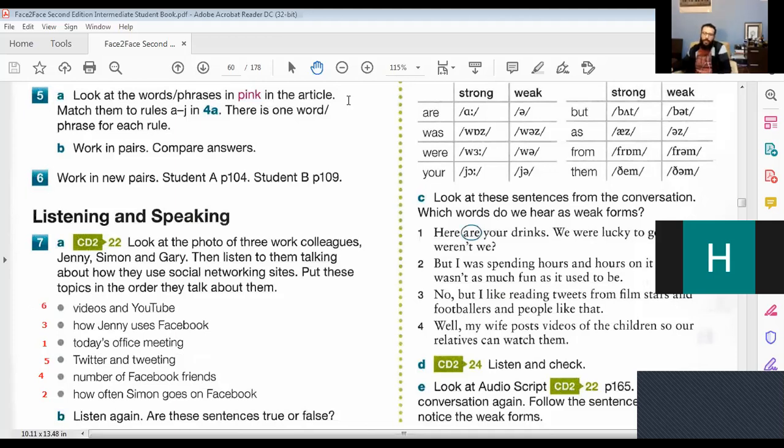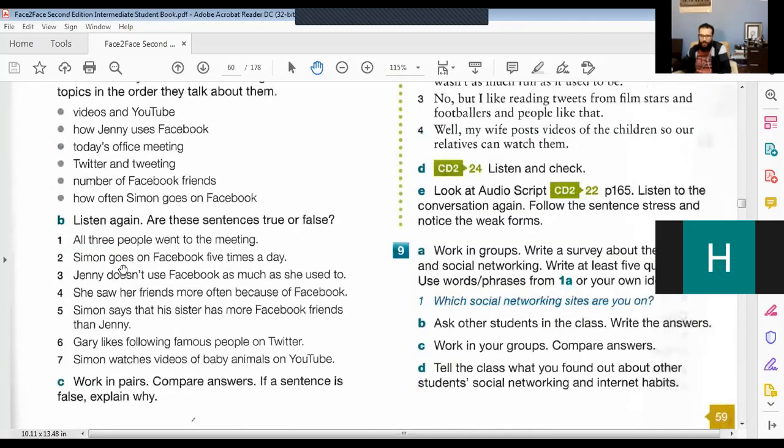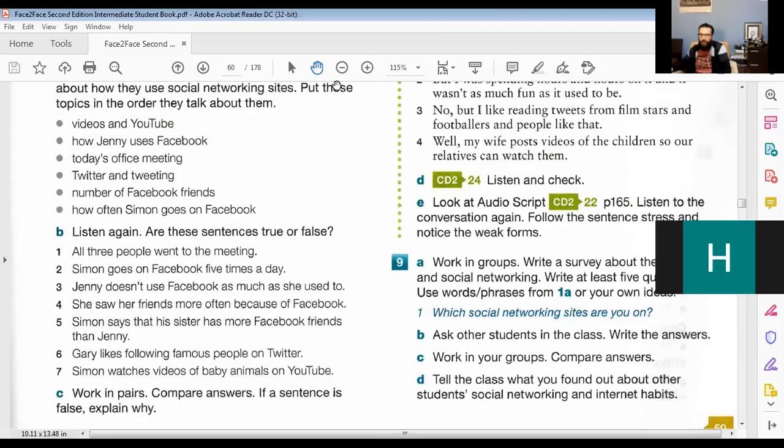All right. Okay, so before we listen again, we have another part of the question here. I want to see if you can remember the details now. So we need to decide which of these sentences are true, which are false. So all 3 people went to the meeting. No, I think no. Who wasn't at the meeting? I think Jenny, yes? Jenny wasn't at the meeting? Yes. I don't know.